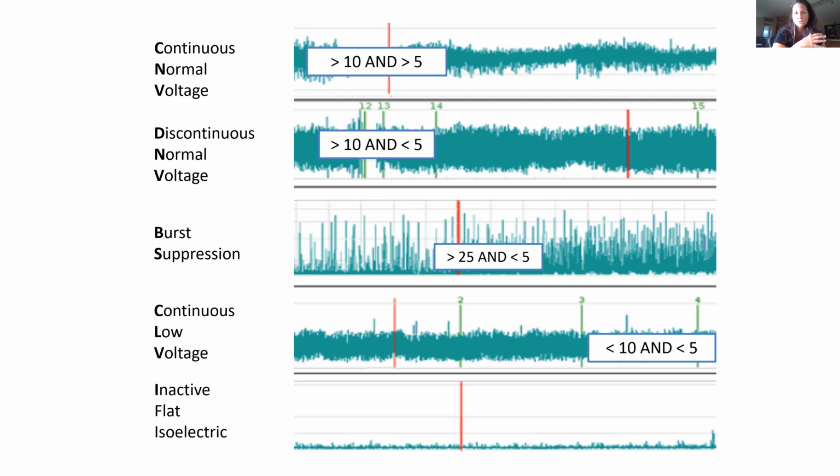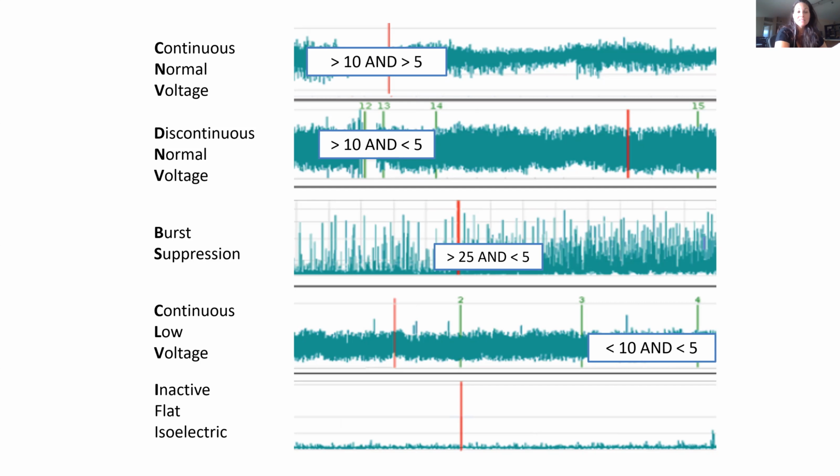So for the top 2 kind of our expected patterns, we're always looking at the lower margin, because remember that lower margin is really that indication of continuity. The more continuously active the brain, the higher the lower margin will be. And so that's really how we discriminate between continuous normal voltage and discontinuous normal voltage. Really that lower margin, which is really speaking to how continuously active the brain is.